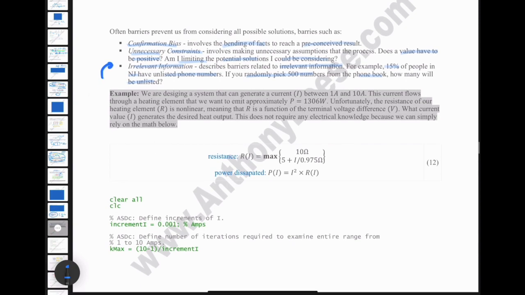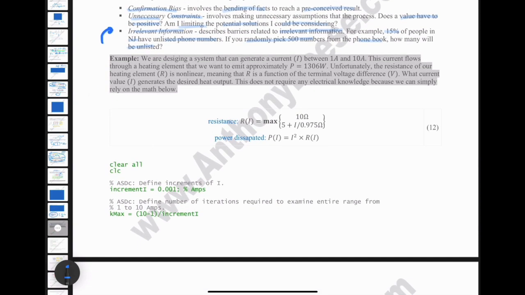So let's take a look at an example. We are designing a system that can generate a current between 1 amp and 10 amps. This current flows through a heating element which we want to emit approximately 1300 watts. Unfortunately, the resistance of our heating element is nonlinear, meaning that R is a function of the terminal voltage difference, V. What current value, I, generates the desired heat output?